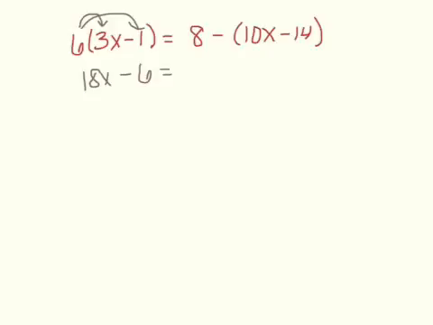The next set of parentheses, I see a negative, or a negative 1, so I need to distribute. So I have an 8 that I'm going to bring down, minus 10x. A negative times a negative is a positive 14.